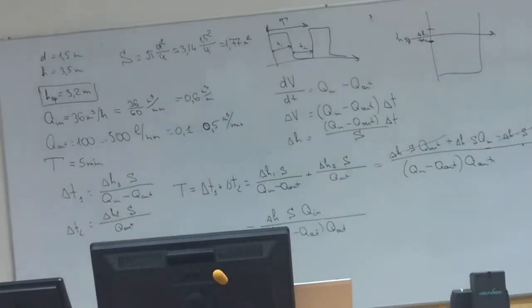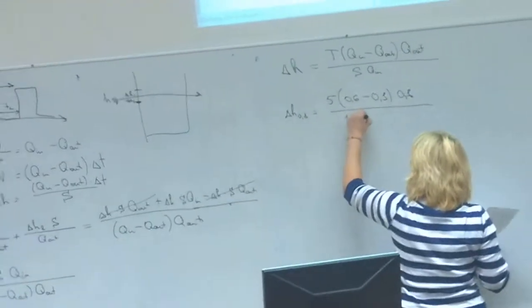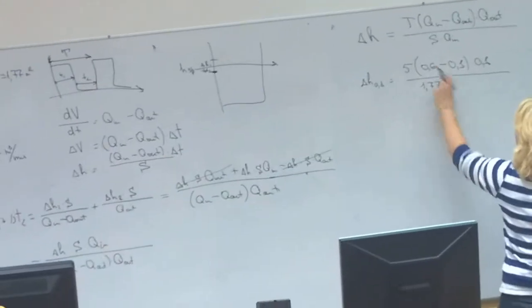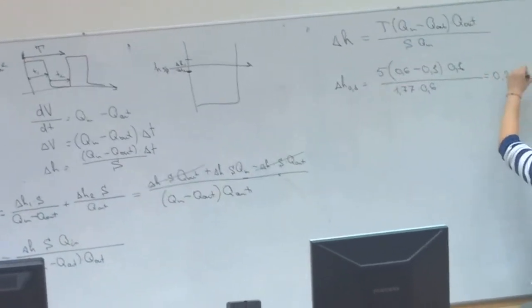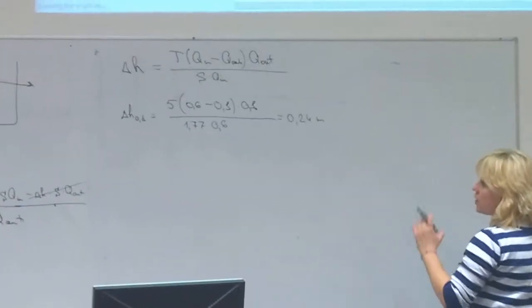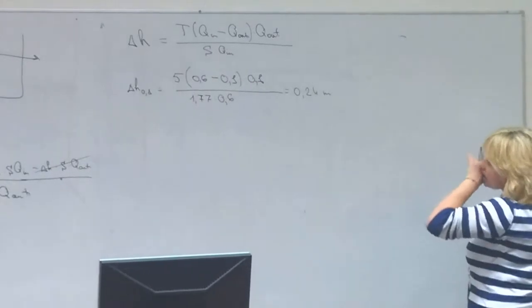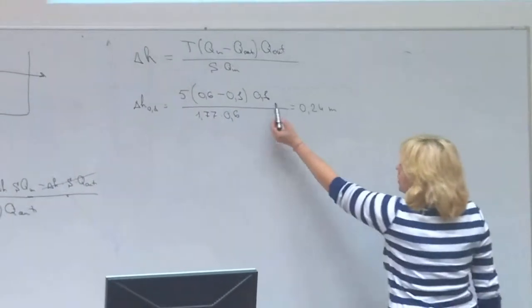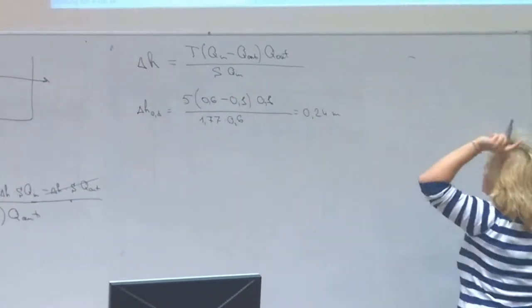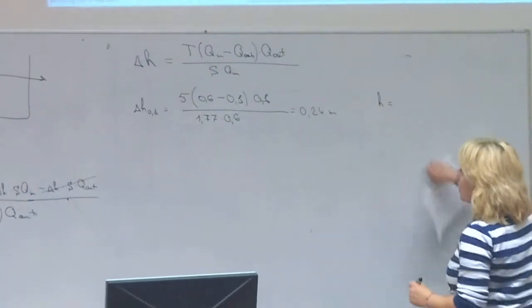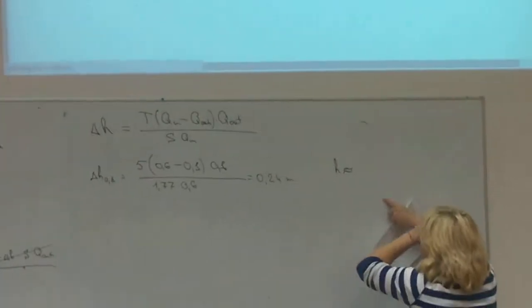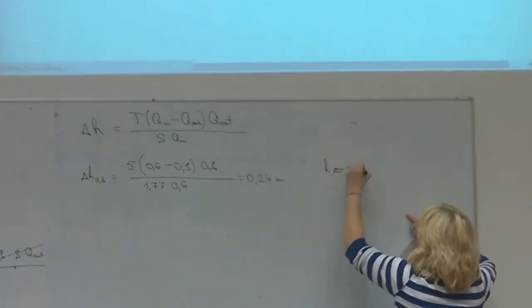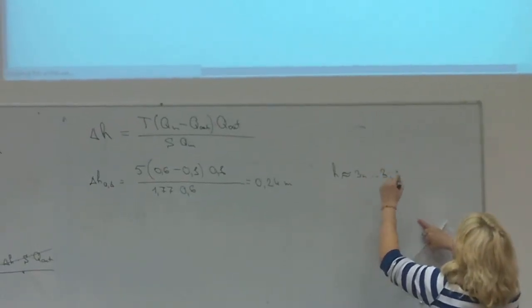So, according to my calculations, we have here inflow, this is our parameter here. So I will have 0.24 meters. And basically that means that if our outflow is 100 liters per minute, I can keep my liquid level in the range from 3 meters to 3.4 meters.